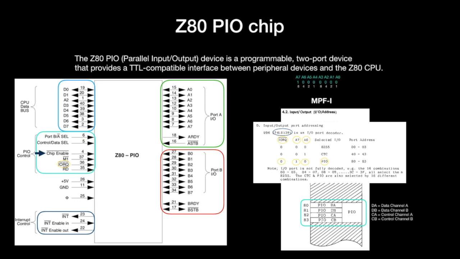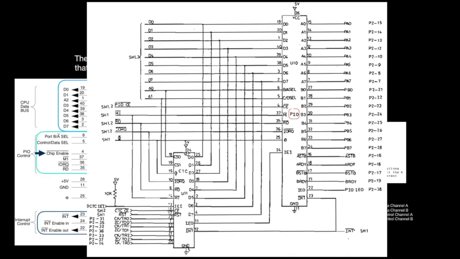With pin 6 you choose between port A or port B, and with pin 5 you choose between data or control mode. For that, let's have a look at the circuit diagram. Here is the PIO chip. The selection between port A and B is made over the address line A0, and the selection of data or control mode is realized over the address line A1.